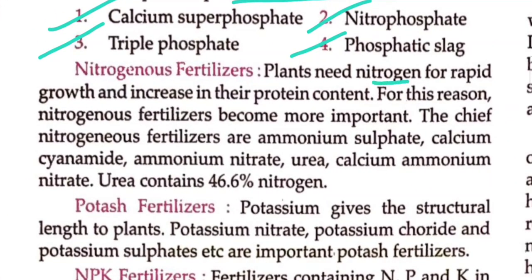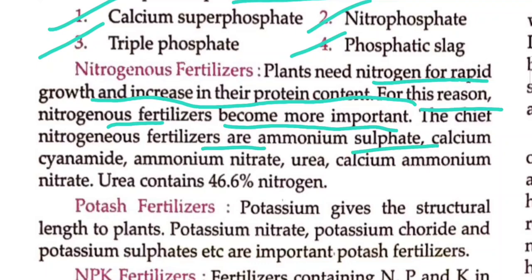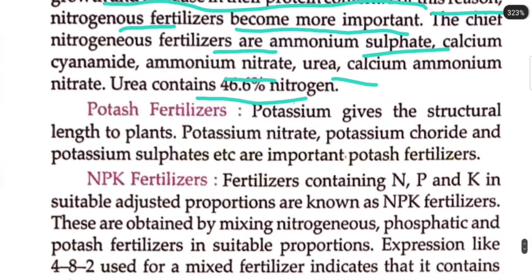Nitrogenous fertilizers. Plants need nitrogen for rapid growth and increase in their protein content. For this reason, nitrogenous fertilizers become more important. The chief nitrogenous fertilizers are ammonium sulfate, calcium cyanamide, ammonium nitrate, urea. Calcium ammonium nitrate. Urea contains 46.6% nitrogen.